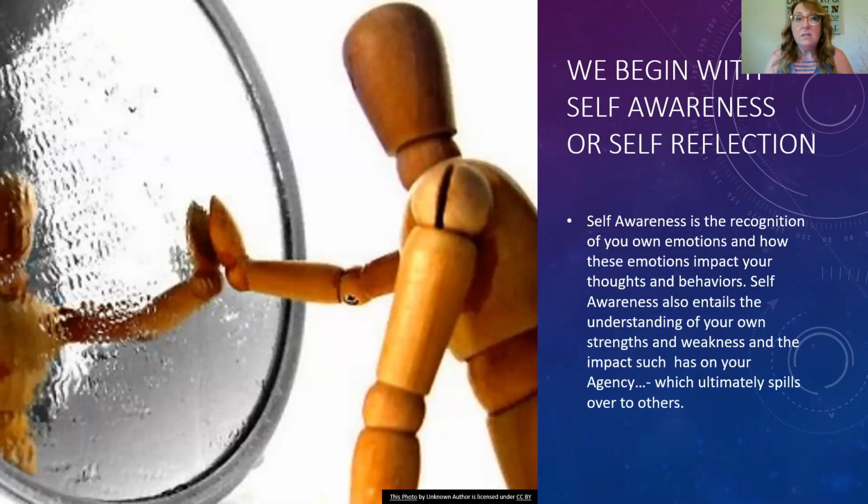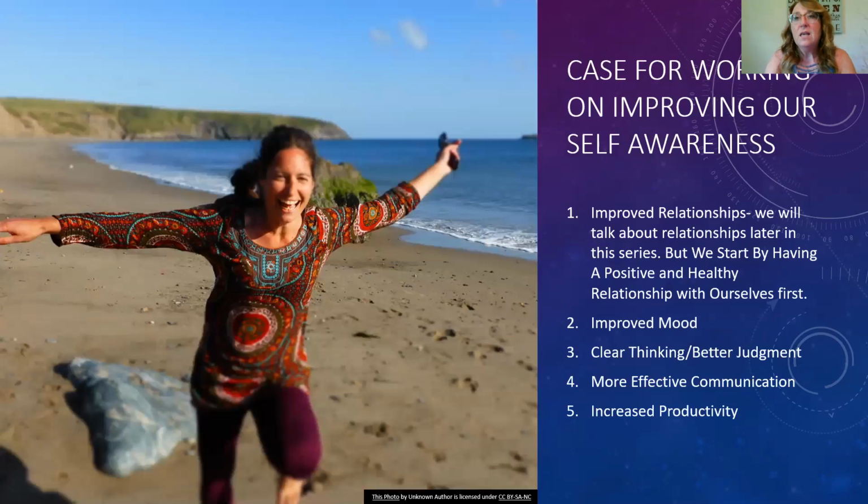which is really self-reflection. Self-awareness is that ability to recognize my own emotions, right? And how my emotions are going to impact my thoughts and behaviors. It helps us to understand my own strengths and maybe weaknesses or gaps, and helps me develop my own identity or agency. And that ultimately spills over to others. What I think of myself, how I see those things about myself, will manifest in how I see and perceive other people. So this is really the case for us to work on improving our own self-awareness.